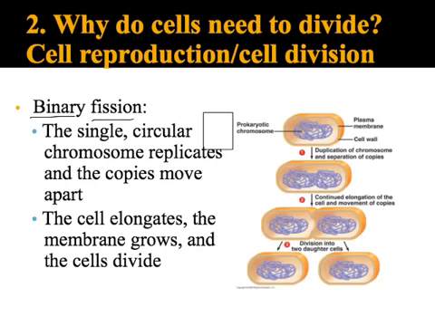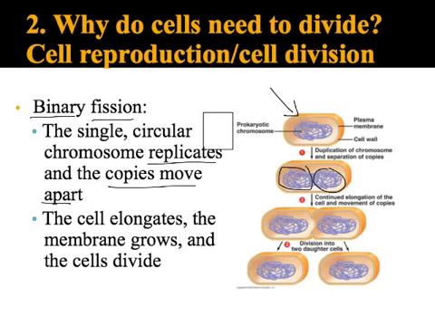So let's look at binary fission. The first thing that's going to happen is that bacteria have a single circular chromosome, so their DNA is in one big circle. That DNA molecule has to replicate. I have to make 2 copies of it, and the 2 copies have to move apart. So you can see, here's my prokaryotic chromosome, the DNA of the bacteria. We end up with 2 copies, and those 2 copies move to opposite ends of the cell.